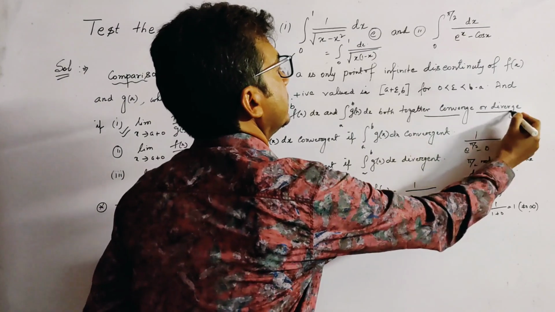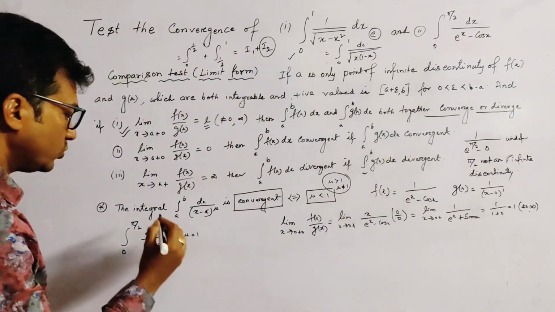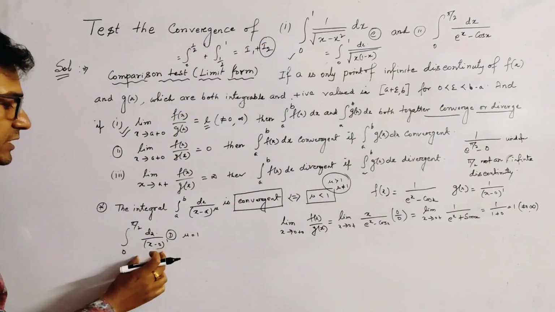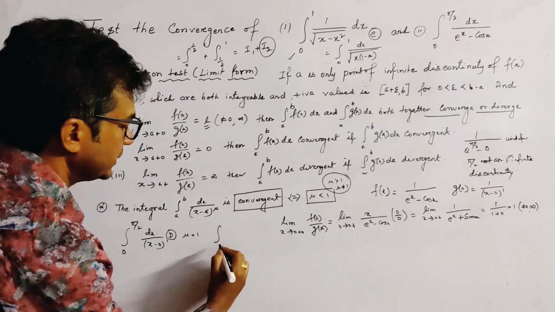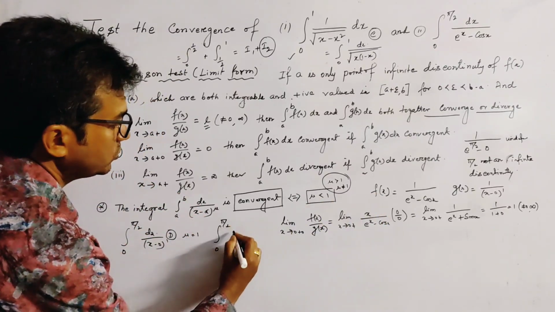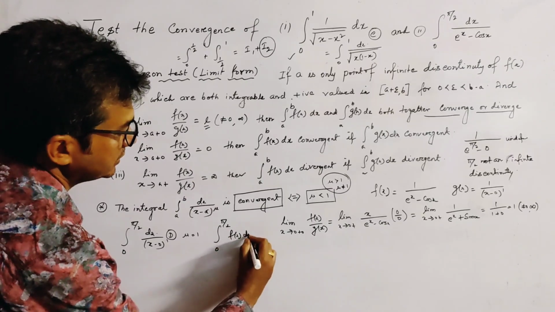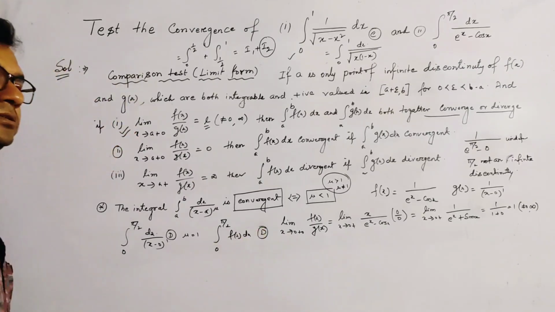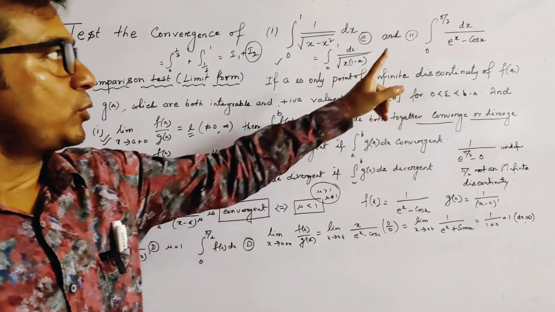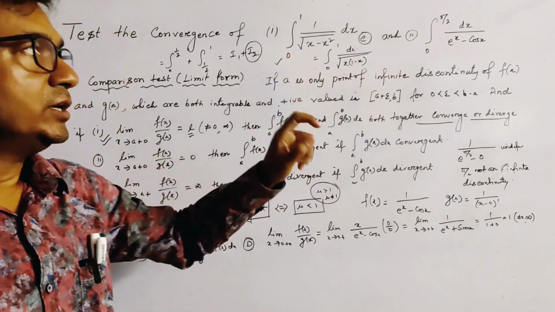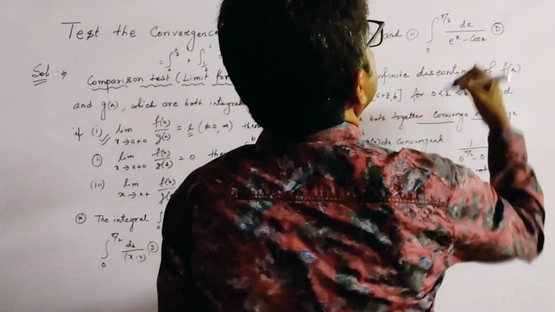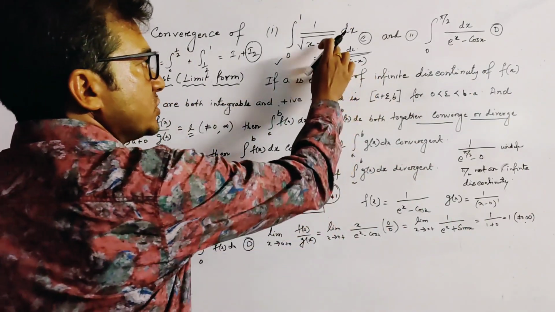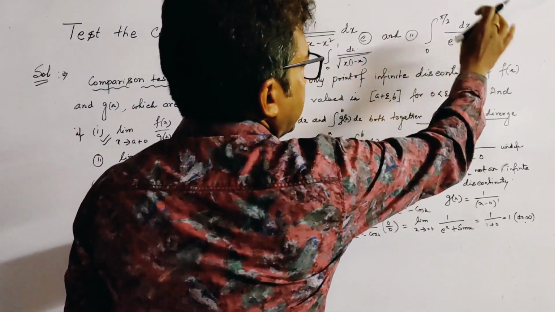Since we have already proved that this integral is divergent, the integral 0 to pi by 2 of f x dx is also divergent, and this is our problem 2. So our answer is that the first one is convergent and the second one is divergent.